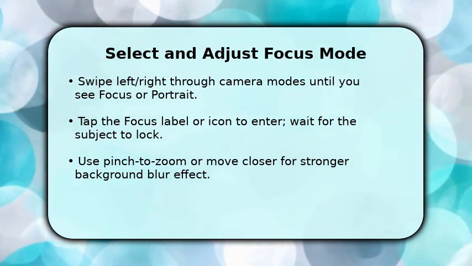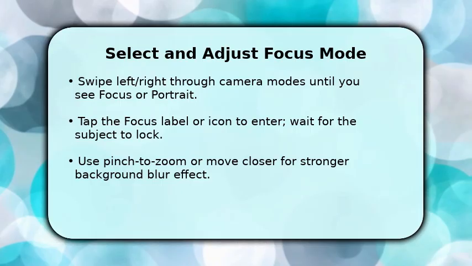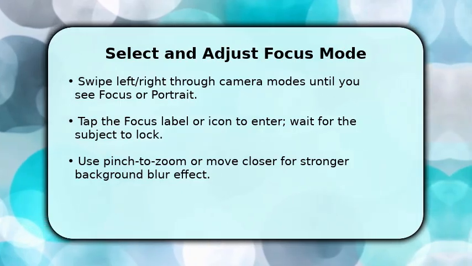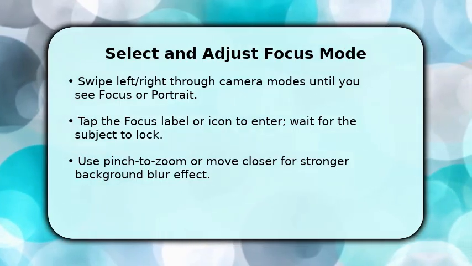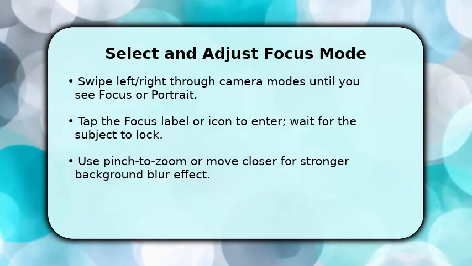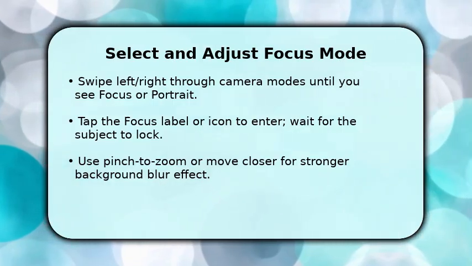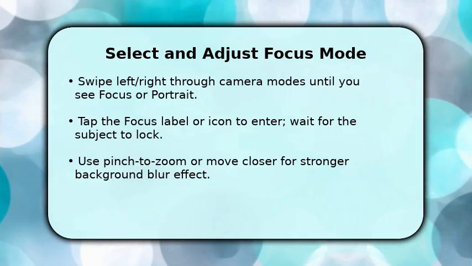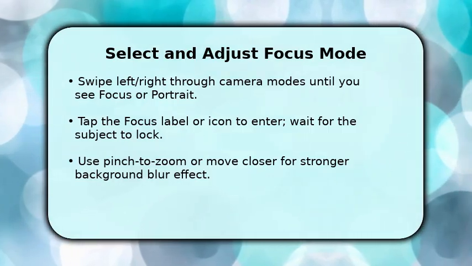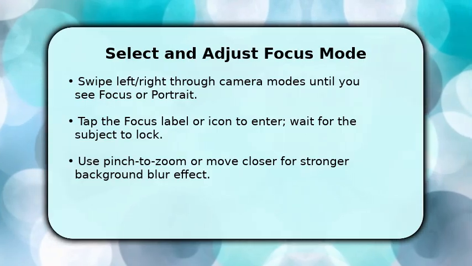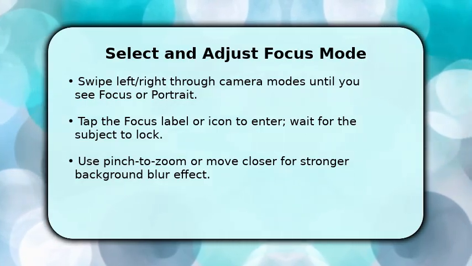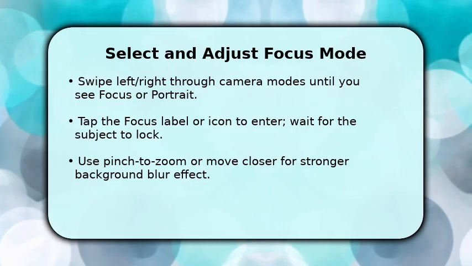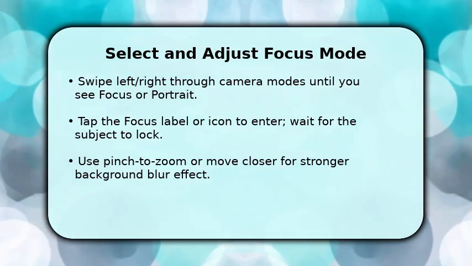The app analyzes depth and applies a background blur while keeping your subject sharp. If the blur looks weak, move closer or use pinch to zoom to increase subject separation, because focus depends on distance and contrast. Make sure there's clear foreground/background difference. Low light or clutter limits detection. Also, avoid fast motion. Once the lock icon appears, the depth map is computed, and the portrait effect stabilized.